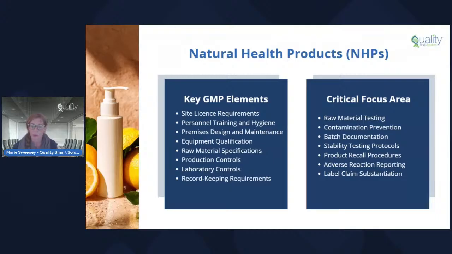Then we'll also be looking at the importance of raw materials and verify the authenticity of ingredients through rigorous testing and obtain a certificate of analysis, otherwise known as a COA. Then you also want to consider your production protocols. You want to adhere to established procedures for master production and batch records. Consider your laboratory testing and controls. So conducting thorough tests to confirm identity, purity, potency, and overall quality of all of your materials.